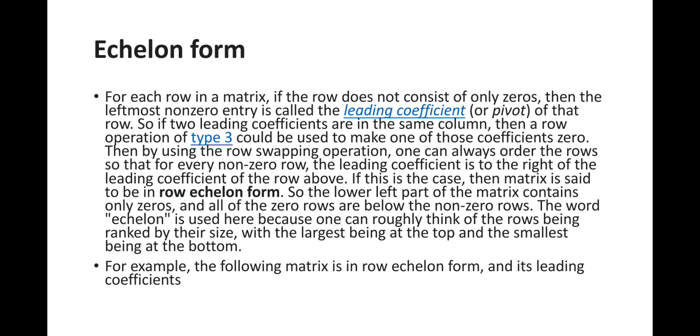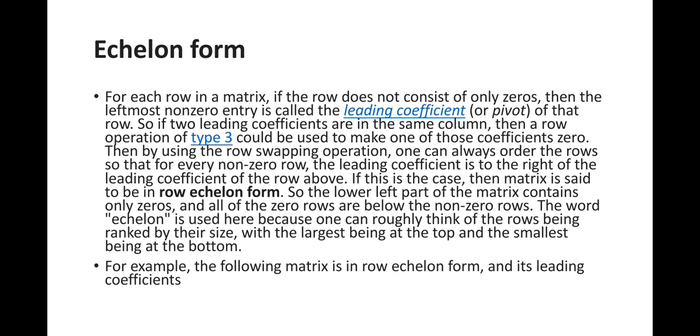For each row in a matrix, if the row does not consist of only zeros, then the leftmost non-zero entry is called the leading coefficient of that row. So if two leading coefficients are in the same column, then a row operation of type 3 could be used to make one of those coefficients 0. Then by using the row swapping operation, one can always order the rows so that for every non-zero row, the leading coefficient is to the right of the leading coefficient of the row above. If this is the case, then the matrix is said to be in row echelon form.